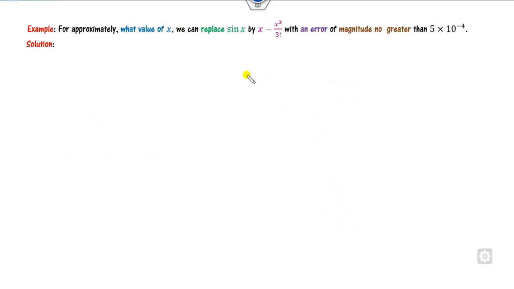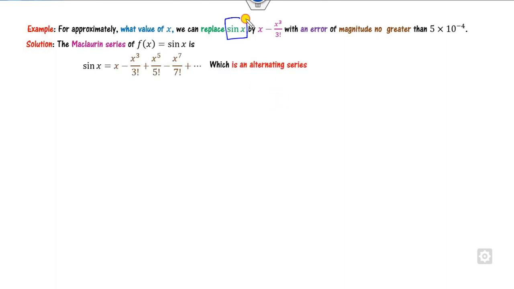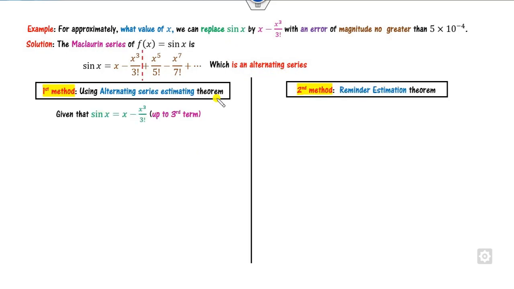Okay, look over the next one. So again, you have two targets to find the value of x. Firstly, find the Maclaurin series of sin x, which is again an alternating series. So again, there are the two methods. This is up to the x cube, that is up to the third term. So we can truncate here.